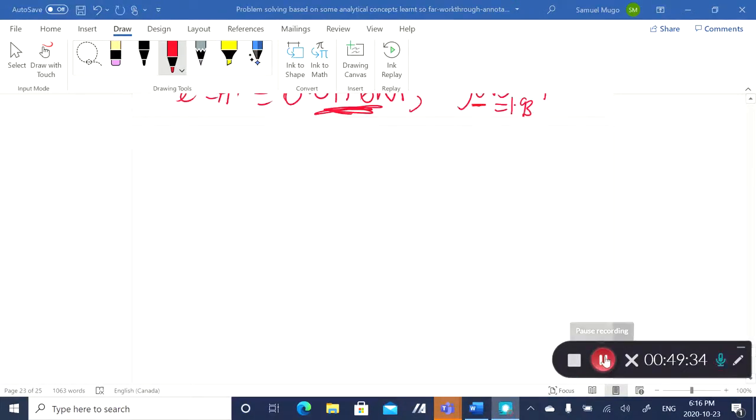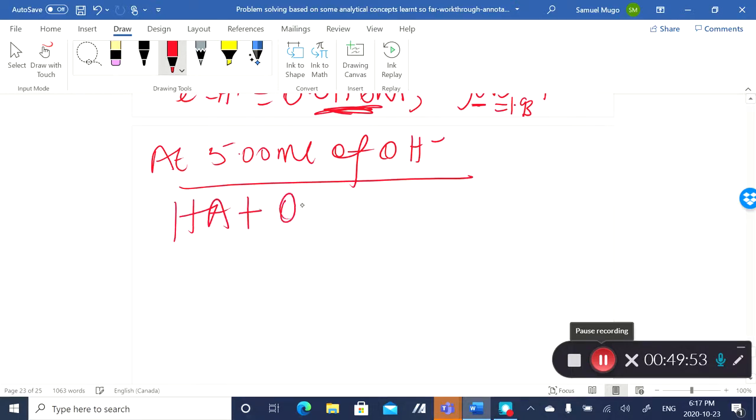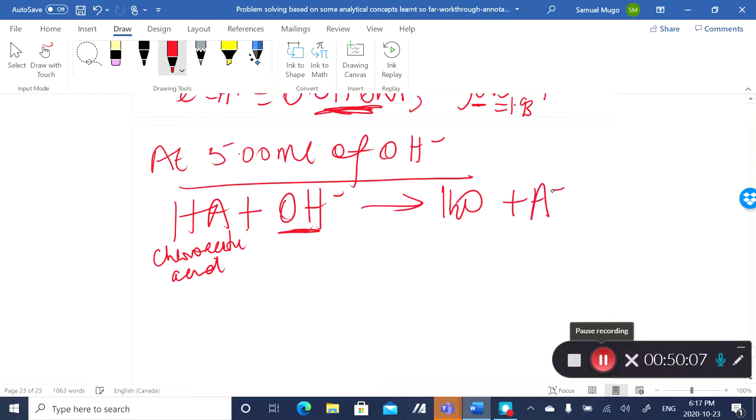So the next point is deriving the pH after adding 5 ml of the base. That's the next question. You're going to see again the reaction that is taking place: I've got my weak acid, my chloroacetic acid, and I'm reacting it with a strong base, which is my titrant, to give me water plus the conjugate base.